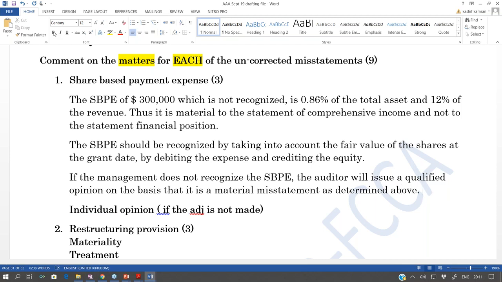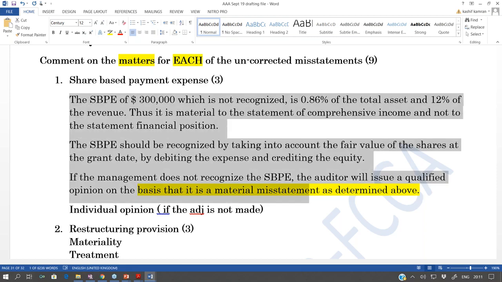Should we only write that the auditor will issue a qualified opinion, or will we say the auditor will issue a qualified opinion on the basis of being a material misstatement as determined above? Is it important to write that? Was the examiner telling us that you should not only write a qualified opinion, but you should also justify why? So can you see the 3 marks writing in front of your screen? This is what we write for 3 marks, right?